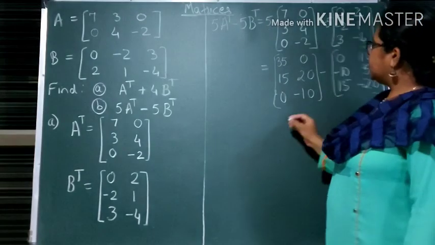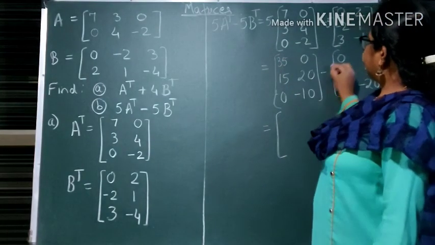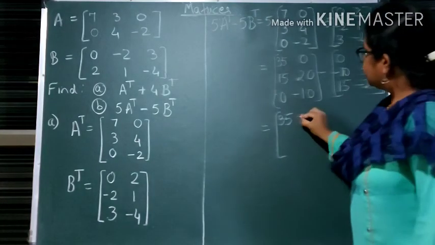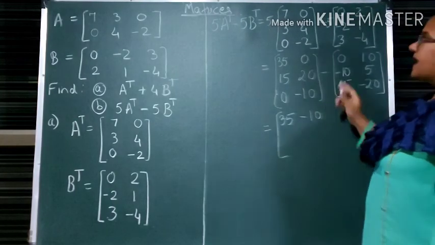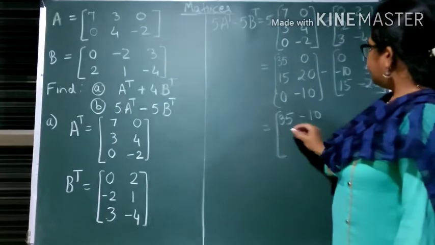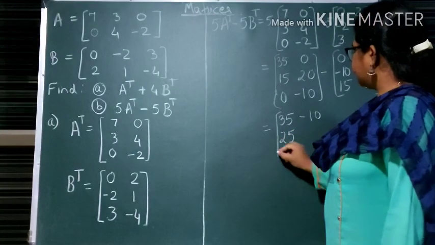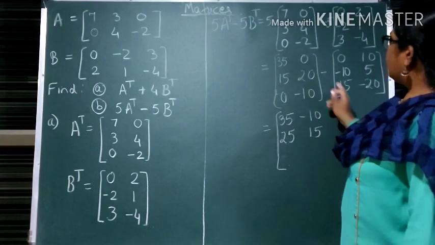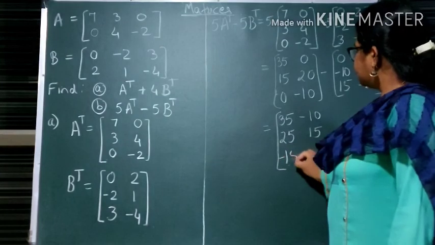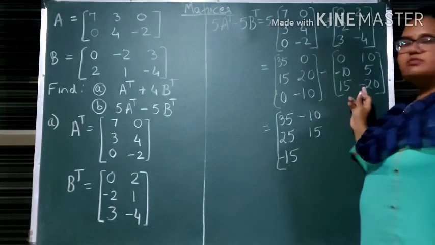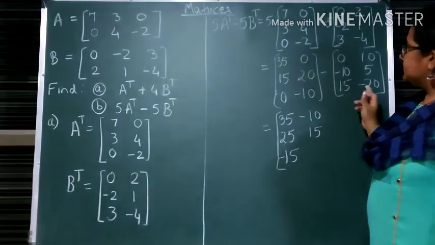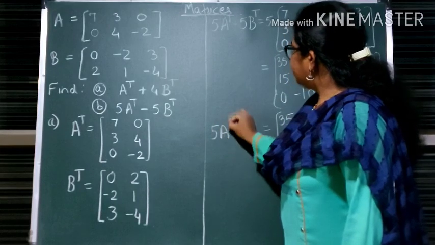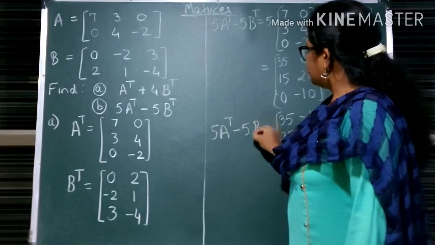Okay, now we will subtract these two matrices. 35 minus 0 is 35. Then 0 minus 10 is minus 10. 15 minus of minus 10 means plus 10. 15 plus 10 is 25. Then 20 minus 5 is 15. 0 minus of 15 is minus 15. And minus 10 minus of minus 20 is plus 20. Minus 10 plus 20 is 10. So this is 5 into A transpose minus 5 into B transpose.